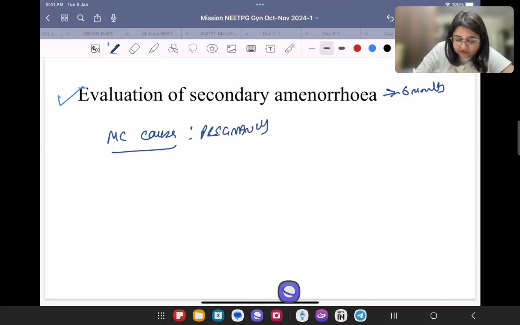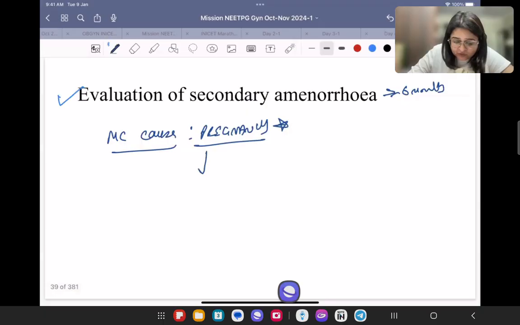So if a question comes, an unmarried 18-year-old girl comes with absent periods, even if she's unmarried, you have to rule out pregnancy. Pregnancy is the most important and most common cause. Being married is not a criterion to get pregnant. That is just to confuse you. So the most common cause is not Asherman's. The most common cause is pregnancy. What are the other causes?